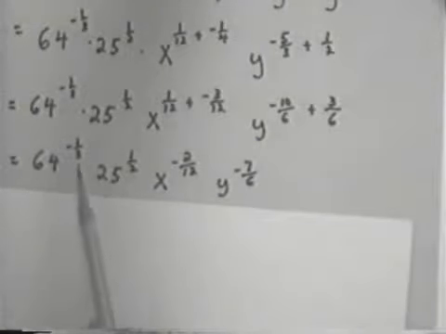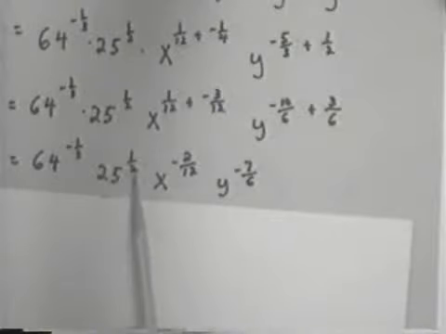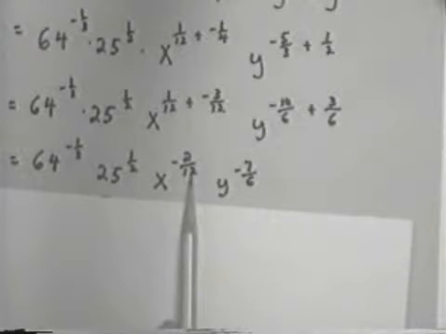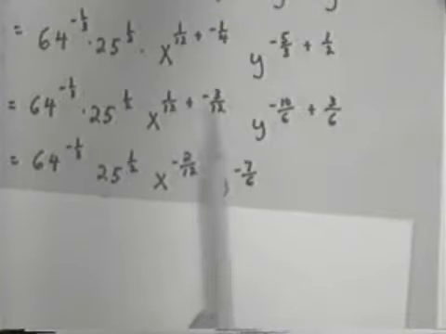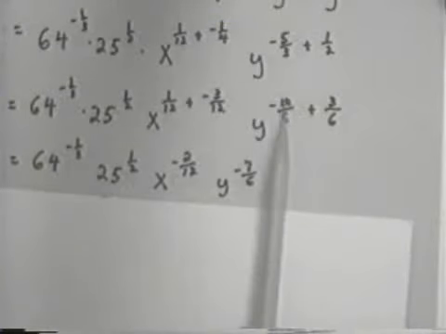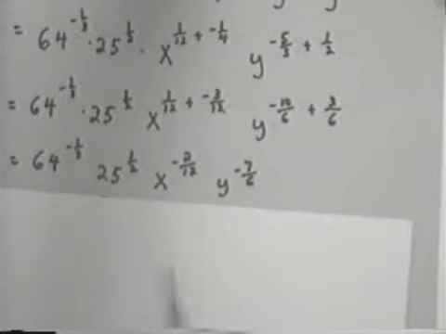So we have the 64 to the negative 1/3, 25 to the 1/2, x to the negative 2/12, y to the negative 7/6. 1 plus a negative 3 is negative 2. Negative 10 plus 3 is negative 7.